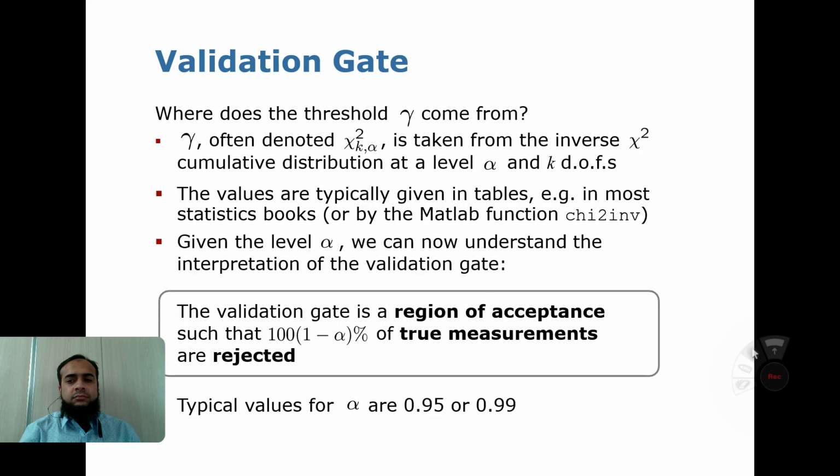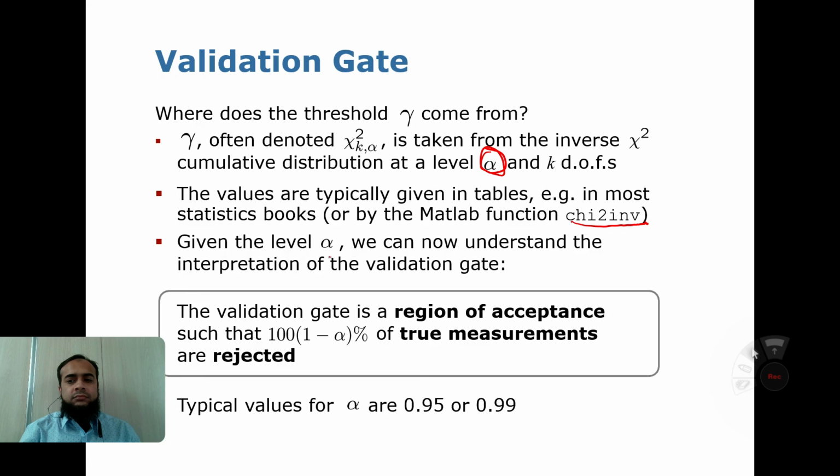Where does the threshold come from? The gamma, often denoted by chi-square, is chi-square k, gamma alpha. So actually the chi-square is a cumulative distribution. Gamma is taken from the inverse chi-square cumulative distribution at level alpha and k degrees of freedom. The values are typically given in a table, for example in most statistical books, or by the MATLAB function chi-square inverse.